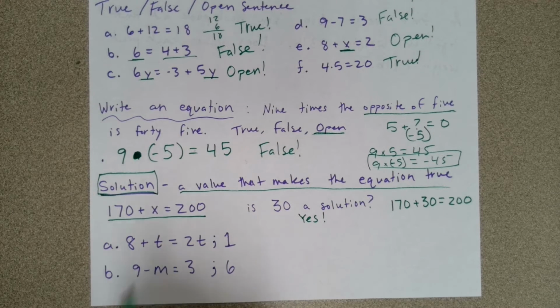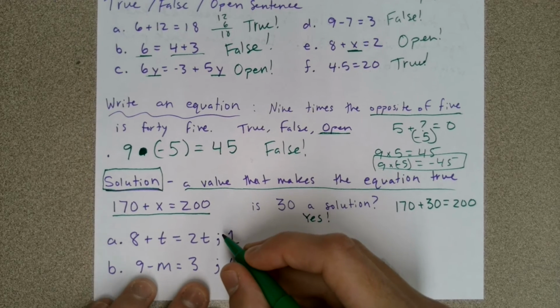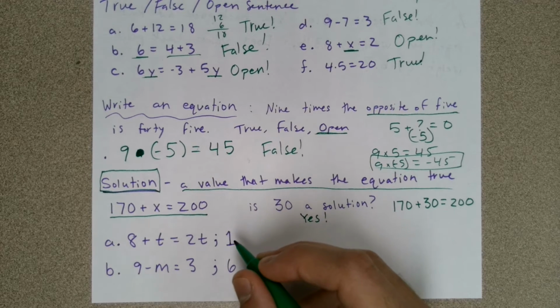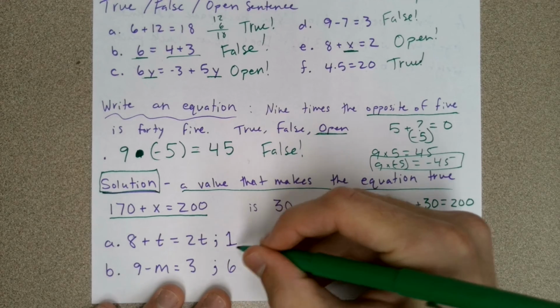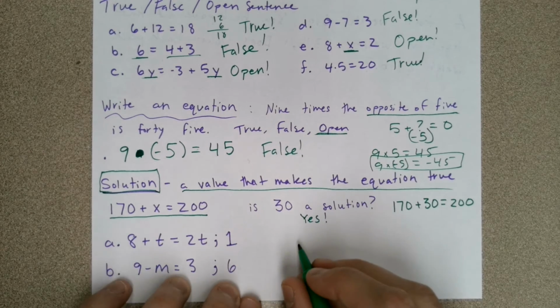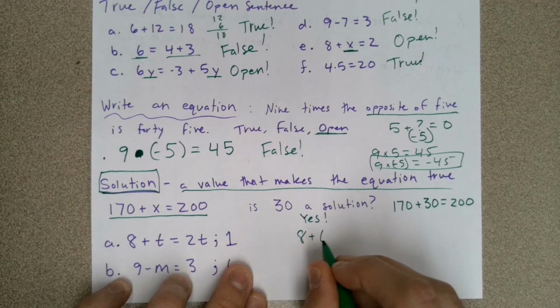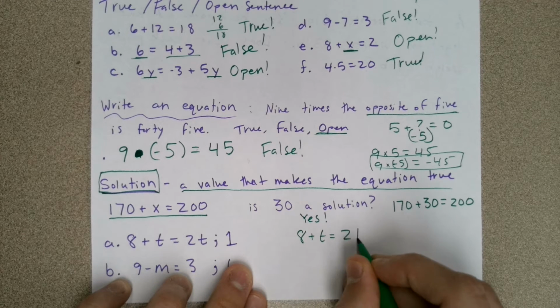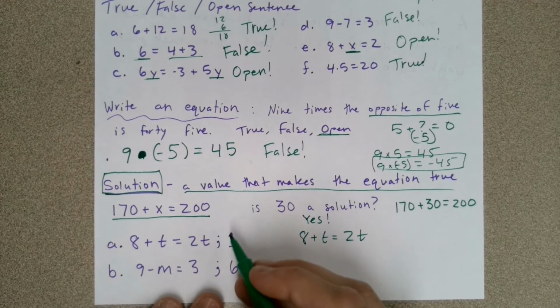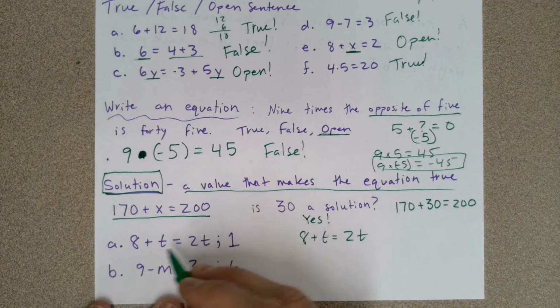Now sometimes you're going to see this format a little different. So I gave us 2 examples here. Right here we have a semicolon. Whenever you see this, you know that the number afterwards is what you're going to plug in. So 8 plus t equals 2t. All we do here is we take 1 and plug it in for t.